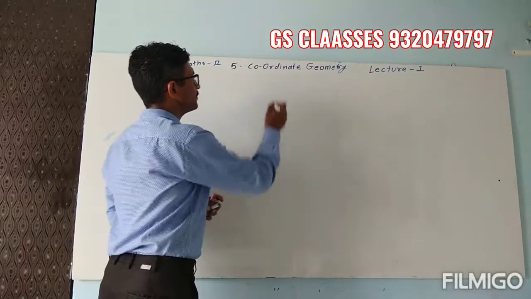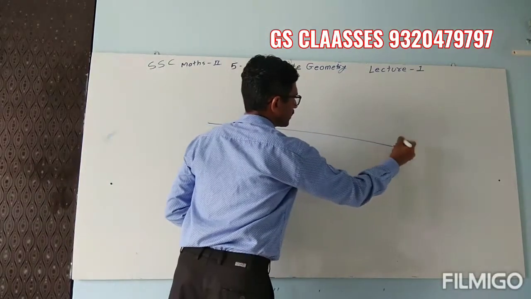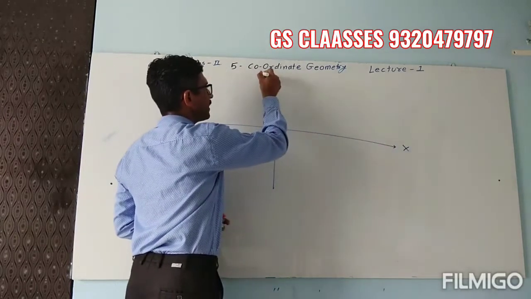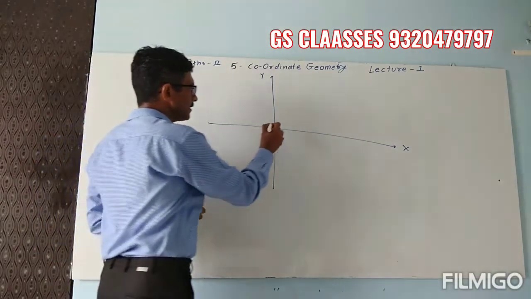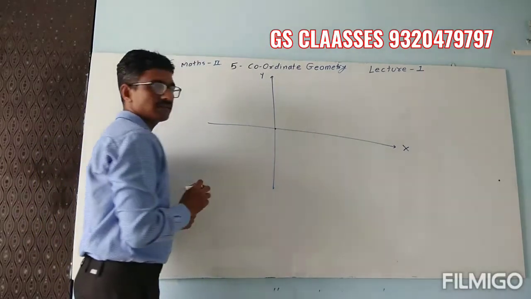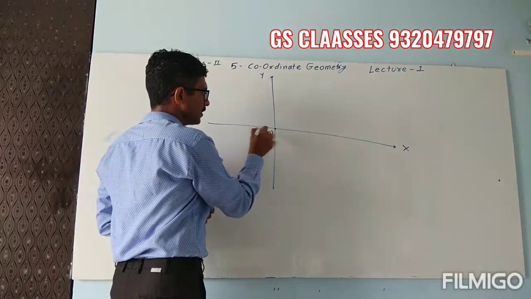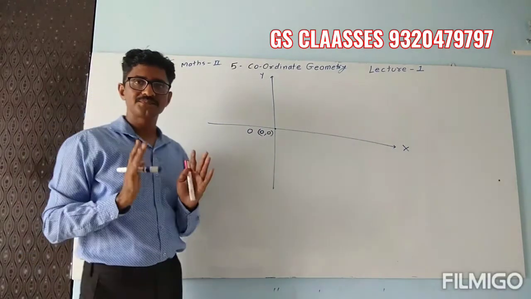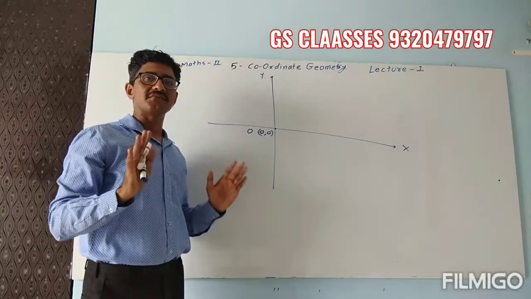Dear children, if I am taking the x-axis and I am taking the y-axis, then the point of intersection becomes the origin, denoted by (0, 0). Again, this board is considered as a plane surface.